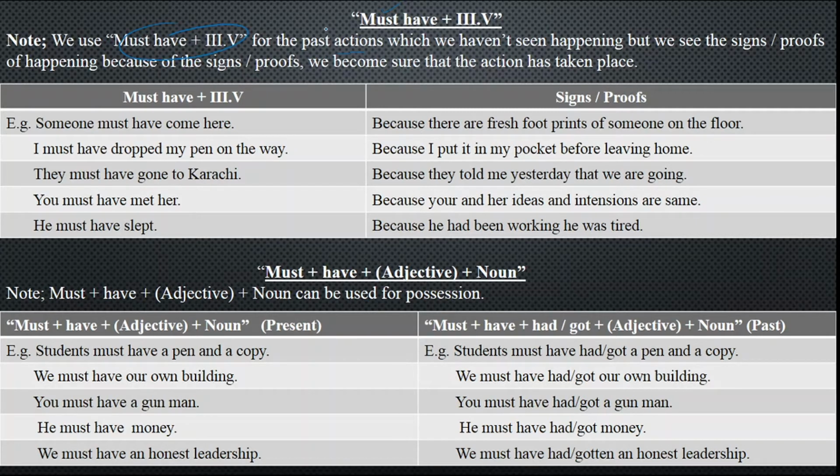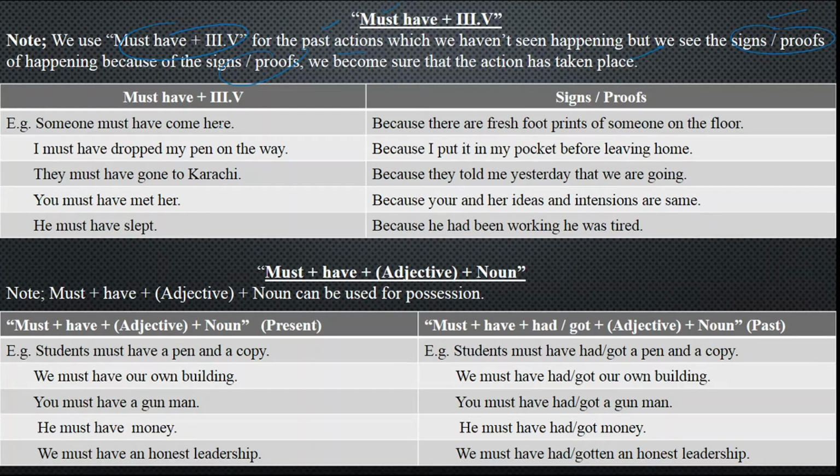For the past actions, you'll be using must have plus third form for things which we haven't seen happening, but we see the signs and proofs of a happening. Because of the signs and proofs, we become sure that the action has taken place. There you're not confirmed, you just have the proofs and signs, the symbols that it was going to happen like this, so you'll be using this.